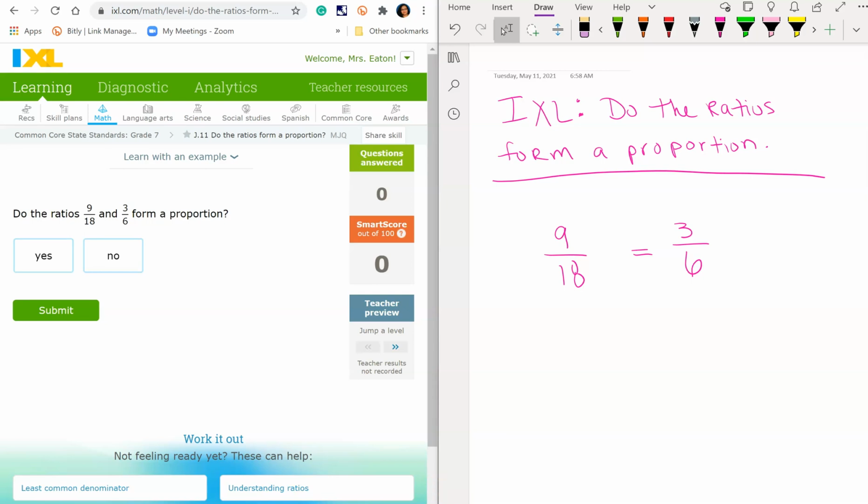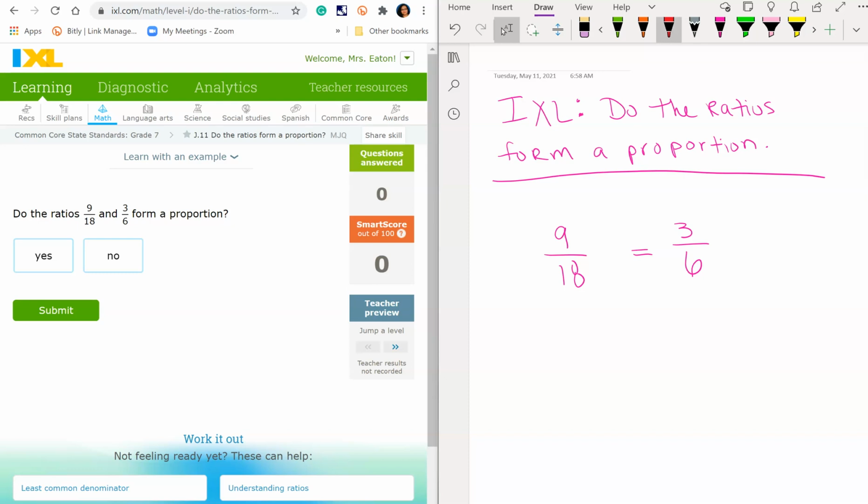Okay, so this is: do the ratios form a proportion. Remember, all this work is due on Monday, the 17th, before class. So when you go in to do this one, you see that you have 9/18 and 3/16.